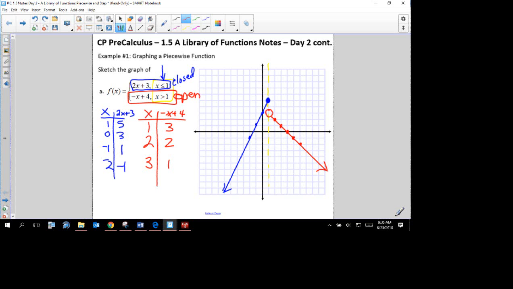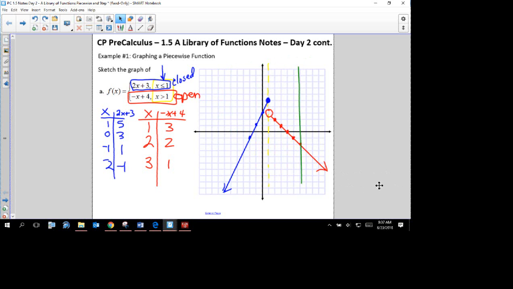So we just have different parts of a function held together, and it passes the vertical line test because what happens right here when x is 1? How many points do I have? Just one, the blue one, and then the red one's open. And then from there on, it's red. So to the left is blue, to the right is red. That's it.